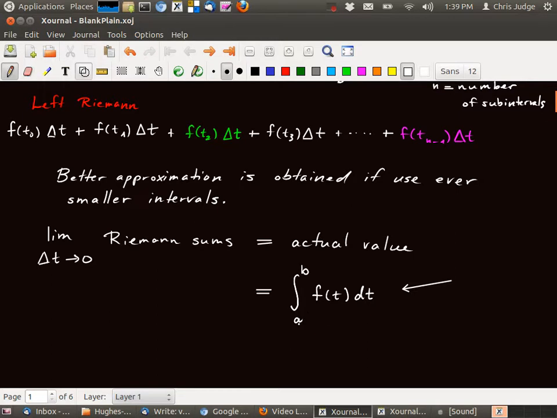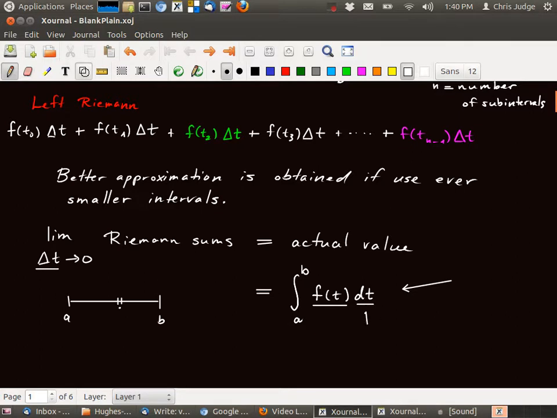Now here, let's break down the notation. We start at a, that's the left endpoint of our interval. The right endpoint will be b. This is the function that we're integrating, usually at some rate of change. Then dt. What is dt? Well, dt is supposed to be the length of a subinterval. Now, of course, because we've taken delta t to 0, our subintervals are infinitesimally small. So we replace delta t with dt.